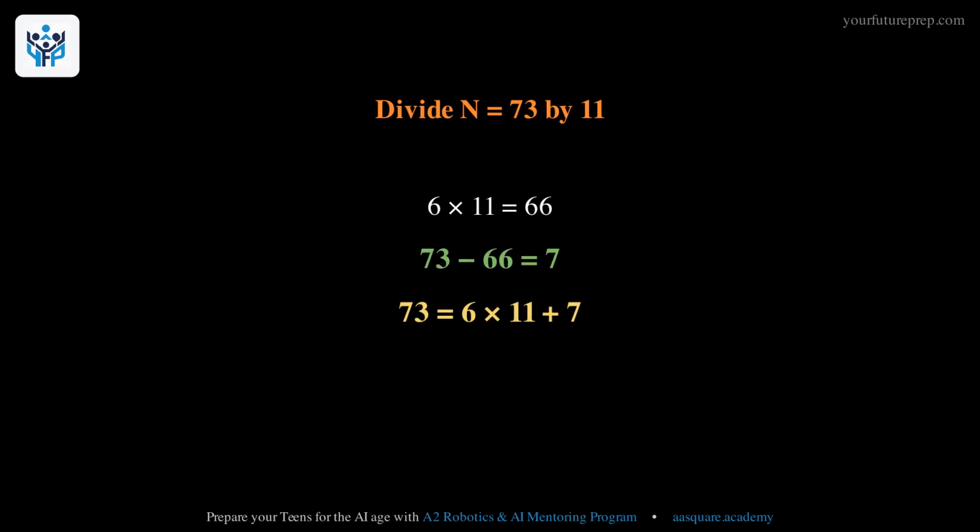6 times 11 is 66. And 73 minus 66 is 7. So the remainder when n is divided by 11 is 7. The remainder is 7. The answer is 7.